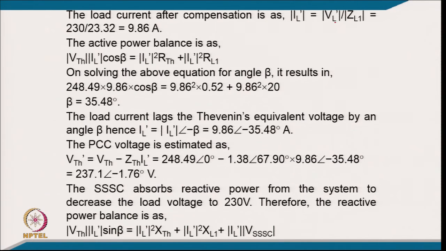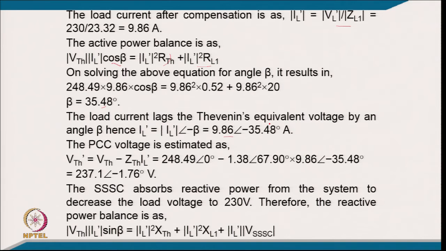Calculating the current from the rated voltage divided by impedance, it comes to 9.86. Then, putting in the power balance, the power on the grid side corresponding to voltage, current and the angle between voltage and current, and the loss in the resistance of Thevenin, and that is the load resistance. So, solving this, beta comes to 35.48 degree.